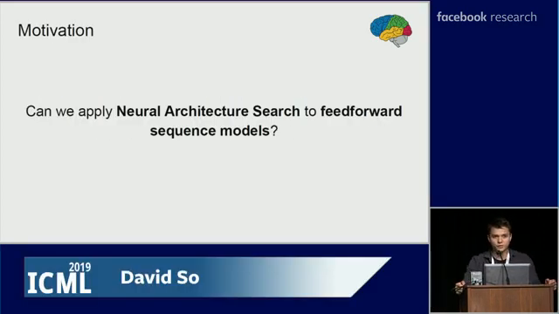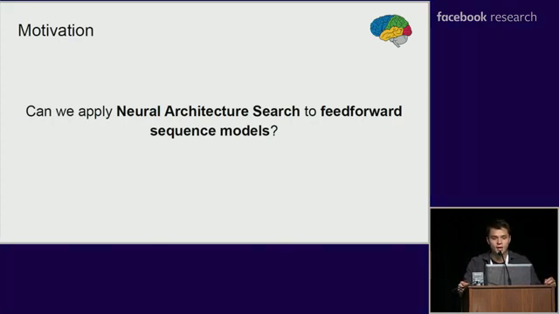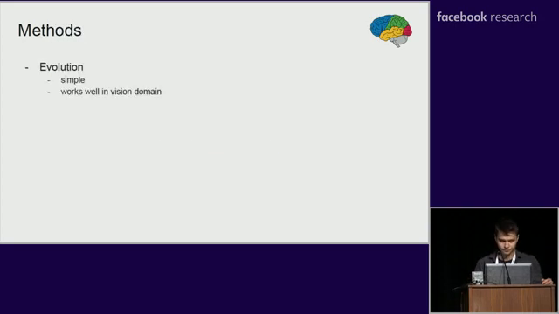So the motivation for this work came from two primary observations. The first is the rise in popularity of feed-forward or non-recurrent sequence models such as the transformer. And the second is that in the computer vision space, neural architecture search can now produce models that outperform those designed by humans. And so the question that we wanted to ask was, can we apply the same type of neural architecture search to find better feed-forward sequence models for the first time?